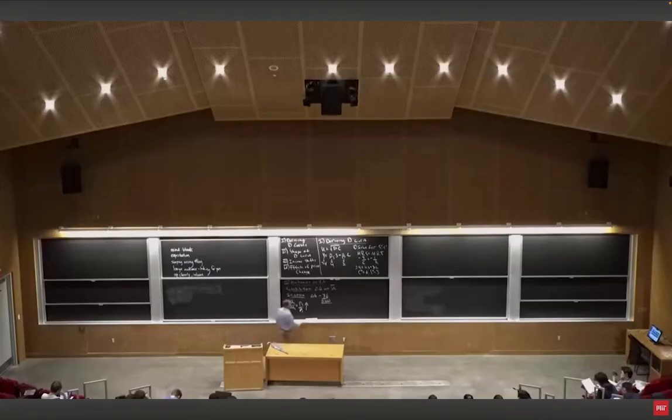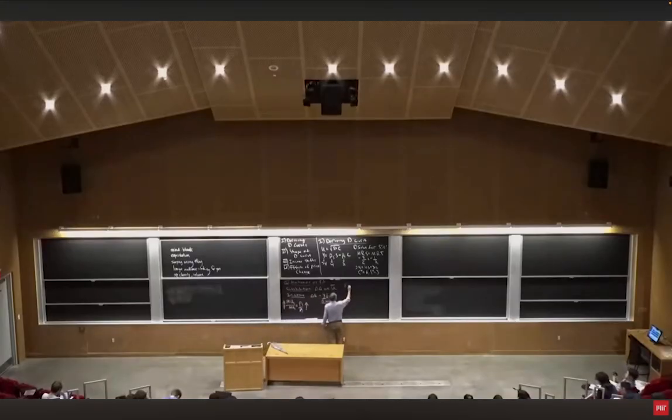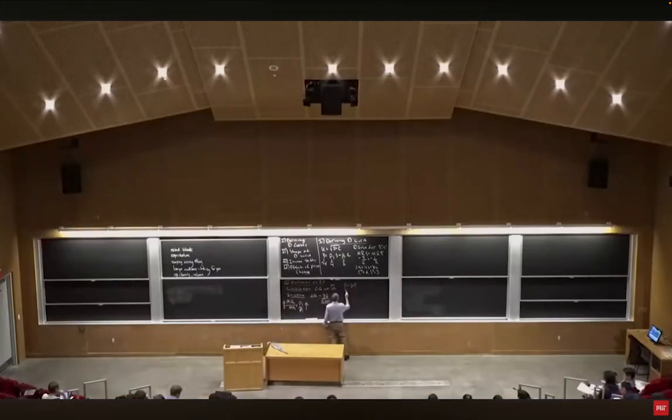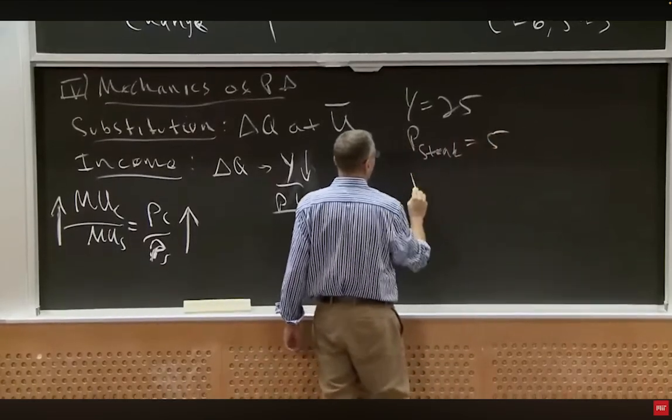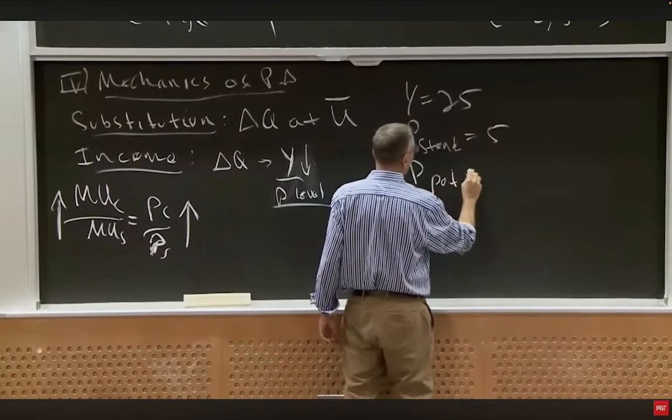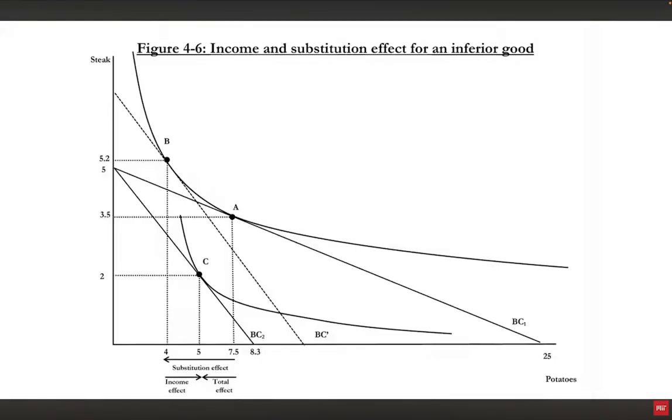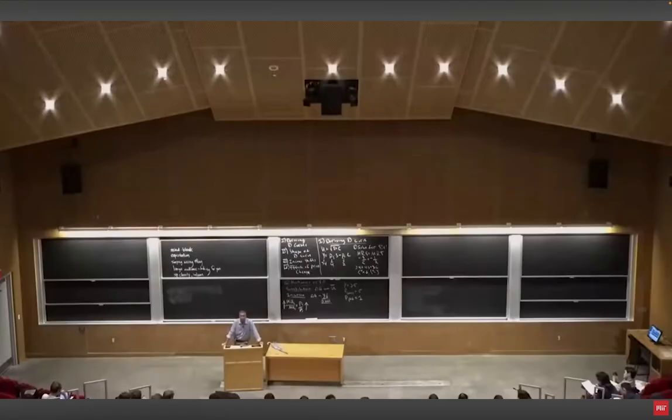So in this example, income is $25, the price of a steak is $5, and the price of potatoes is $1. Okay, so the budget constraint looks like BC1. For $25, you can have 25 potatoes or 5 steaks.